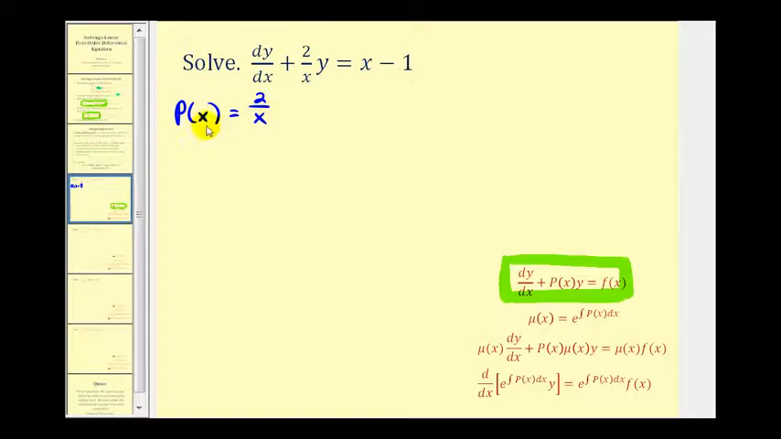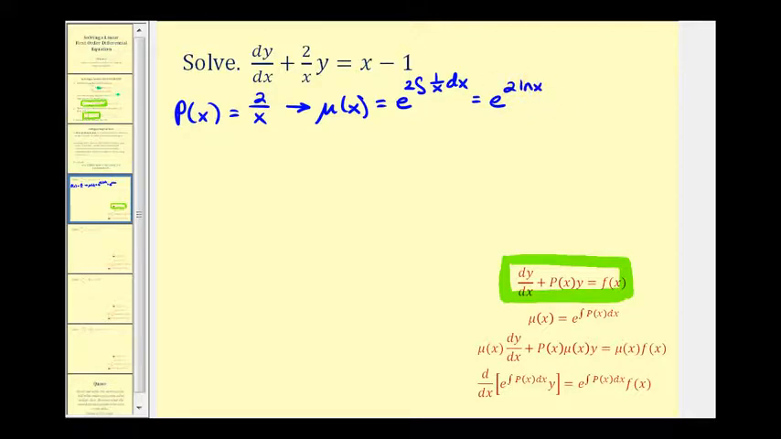And now once we have p of x, we can find the integrating factor given here. So mu of x, our integrating factor, is going to be equal to e raised to the power of the integral of p of x, which is 2 divided by x. I'm going to go ahead and factor the 2 out. So we'd have 2 times the integral of 1 over x dx. Well, the integral of 1 over x is just going to be natural log x. So this is equal to e raised to the power of 2 natural log x.